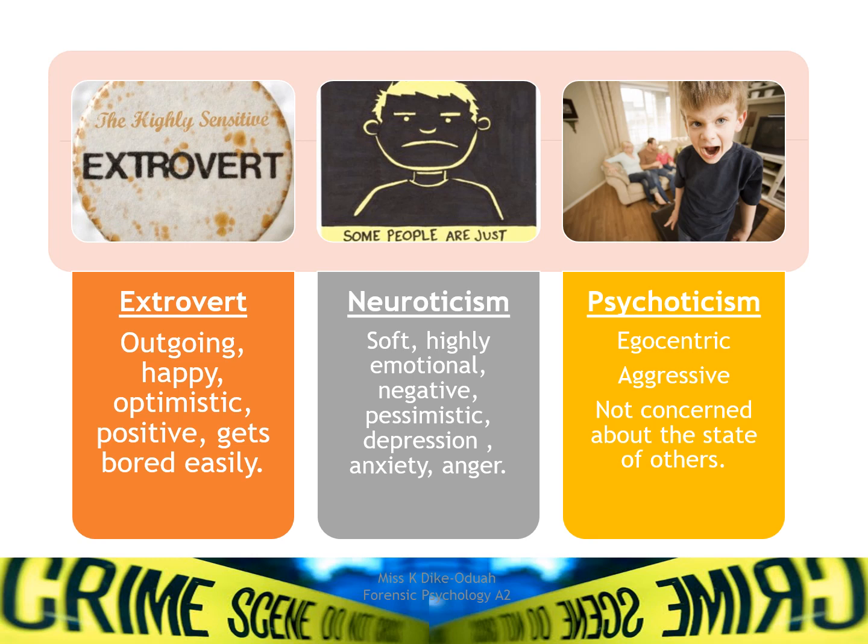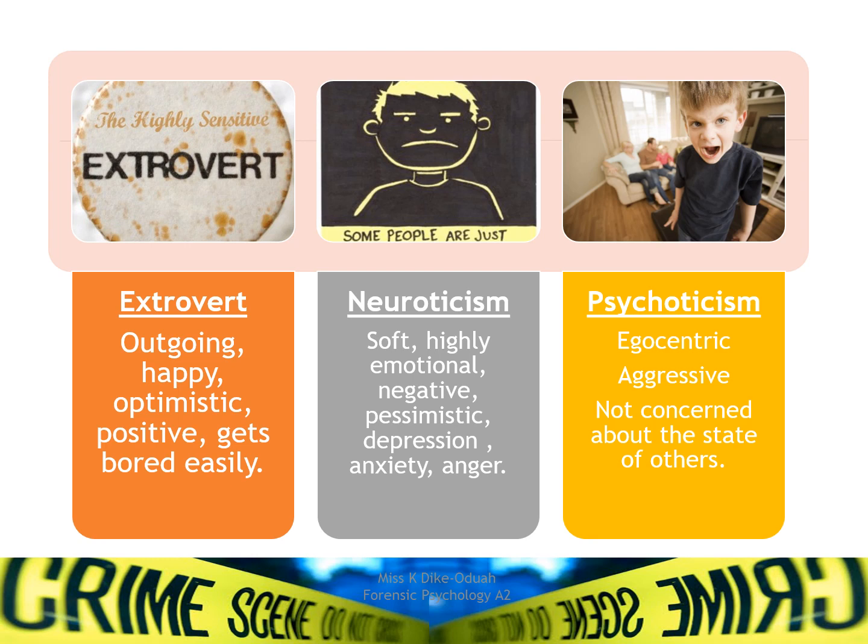Make sure you are linking it to offending behavior. So we can see here, well, if extroverts are those individuals who get bored easily, it could be that they engage in risk-taking behavior in order to alleviate the feeling of boredom. If neurotics are often pessimistic and negatively minded, then it could be that they interpret situations as being negative and they wrongly respond to them.